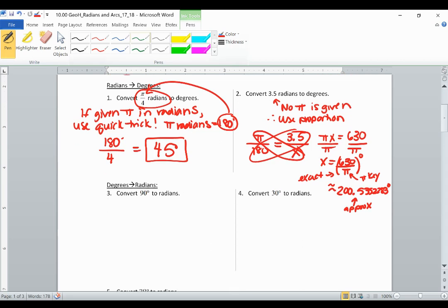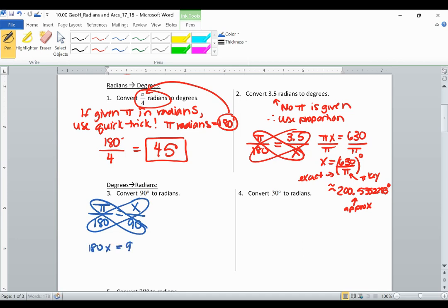All right, now let's go the other direction. So let's convert from degrees to radians. We don't have a quick trick here besides memorizing these, and the two that I gave you right here are very common ones that you will memorize for next year. We're going to start with our proportion. So pi over 180 equals radians, which is what I'm solving for, over degrees, which is 90. Again, radians always goes across from the pi, degrees across from the 180, cross multiply, and solve.